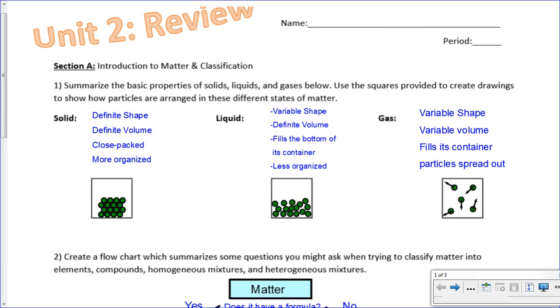So talking here about solid, liquid, and gas, you should know about their shape and volume. Solids, definite shape, definite volume. Liquids, variable shape, definite volume. Gas is variable for both.